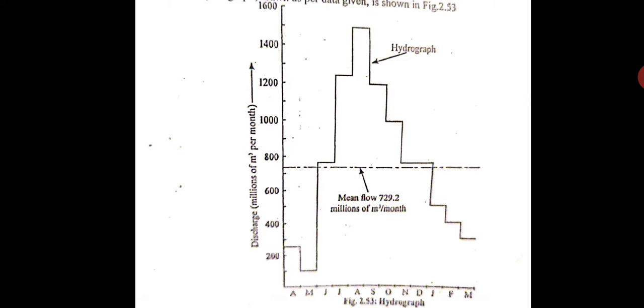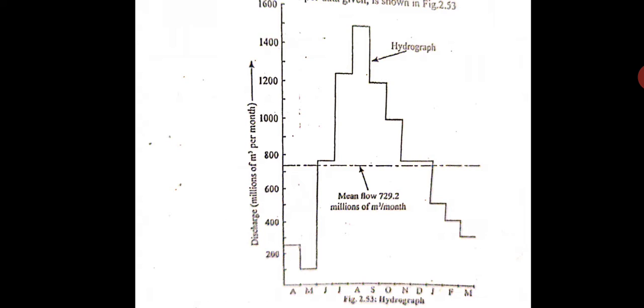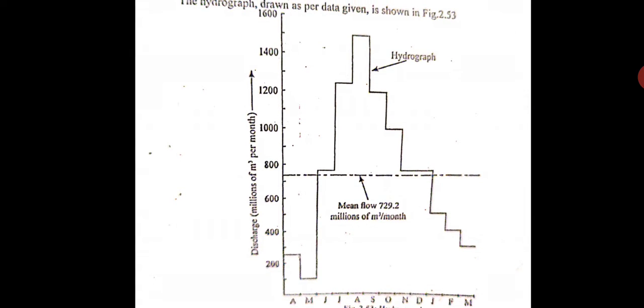So you can see here, it started with 250, came down to 100, then it went to 800, then June, and the highest was 1500. So this left side is a rising limb up to 1500 and the right side is the falling limb. From 1500 it comes down to 350. Every month and the discharge.